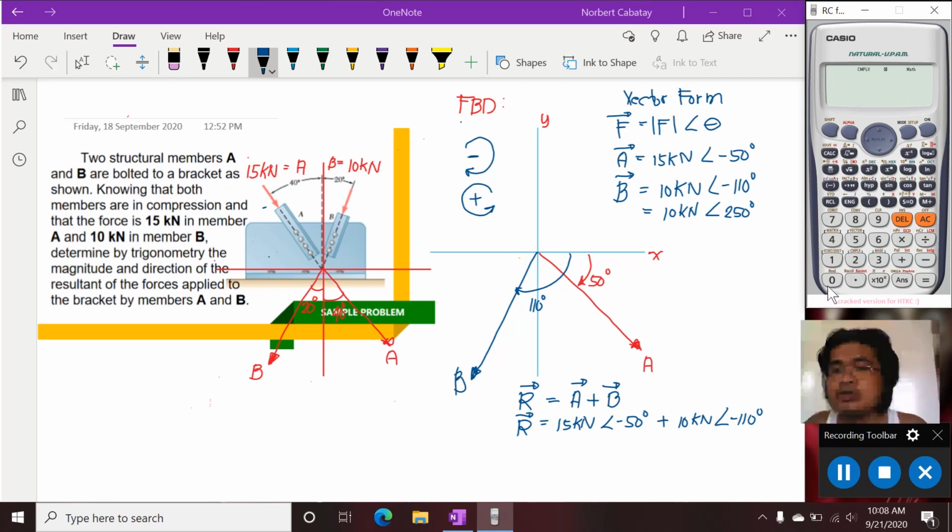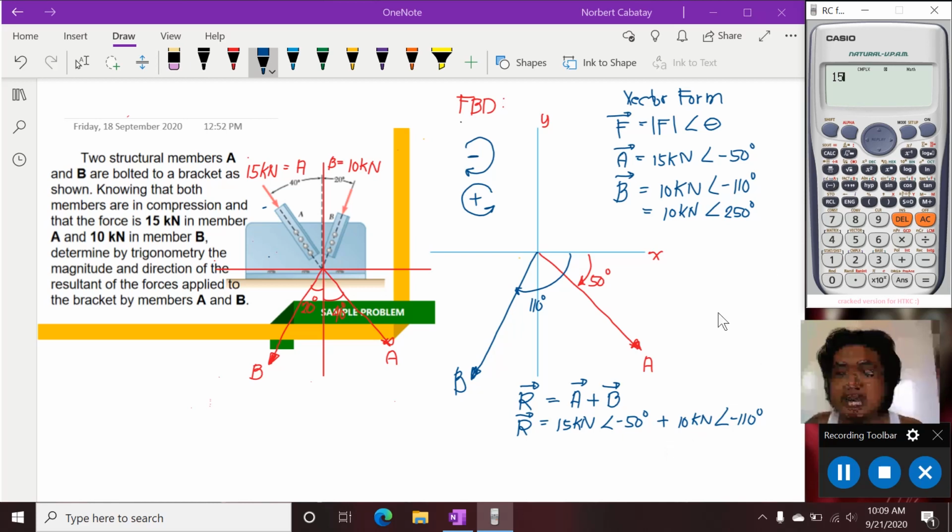So, how do I press that? Press the 15. The kilonewton is just a unit. You just have to make sure that if this one is in kilonewtons, the other must also be in kilonewtons. You can never add two values with different units. So, you have to make sure before you add that they are expressed in the same unit, or else you will come up with the wrong answer. So, this 15 kilonewton, no need to press the unit.